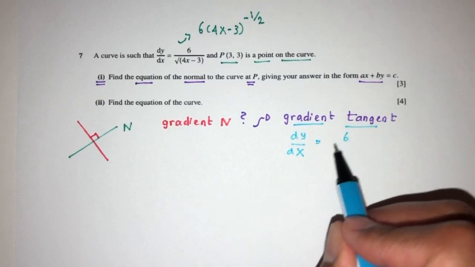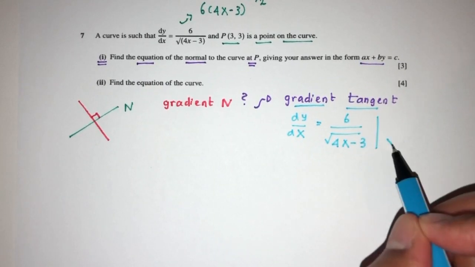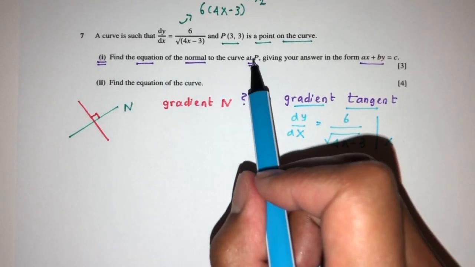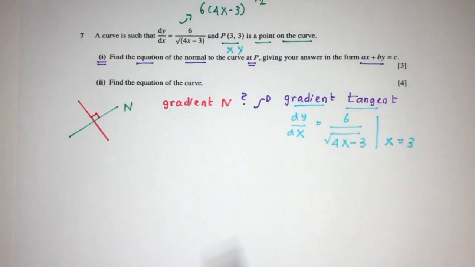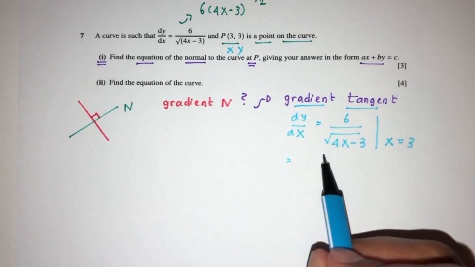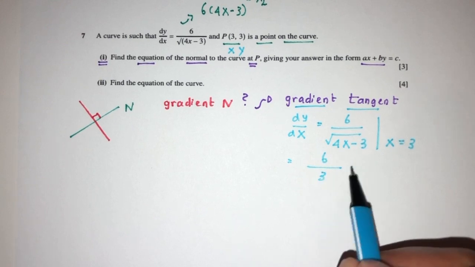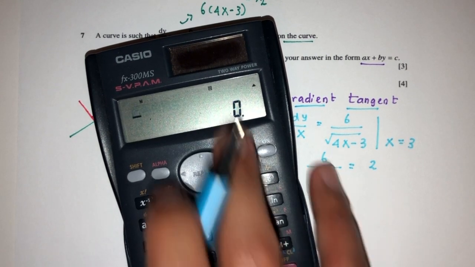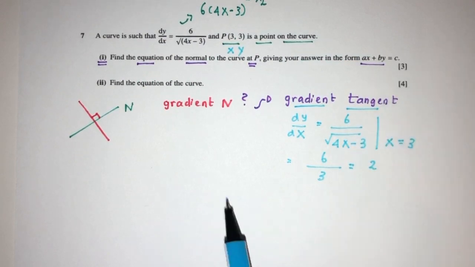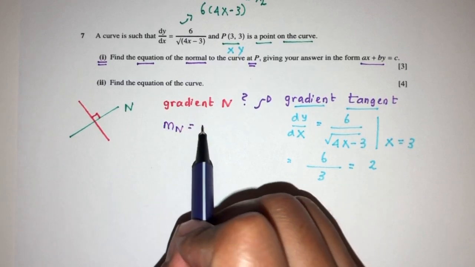It is equal to 6 over the square root of 4x - 3. This is given to you. Now we have to find this at the value of x at the point P, at x equal to 3. So P is x = 3 and y = 3 as given by the question. So replace, you will have 6 over the root of 4 times 3 is 12 minus 3 is 9, so root of 9 is 3. Let's check. 4 times 3 minus 3 is 9. Root of 9 will be 3. 6 divided by 3, that should be 2. Now this is the gradient of the tangent, right? Now from this we derive that the gradient of the normal has to be minus half.